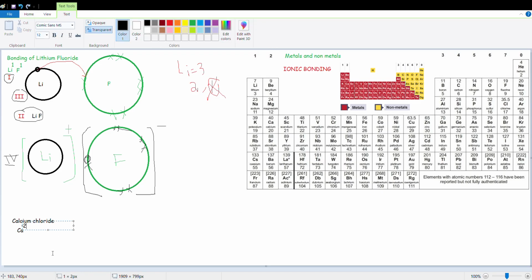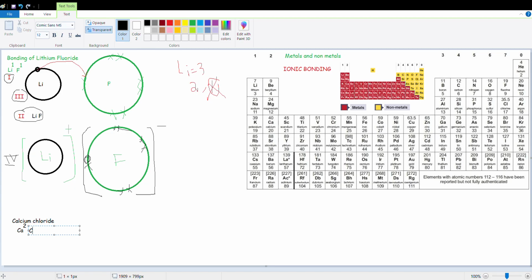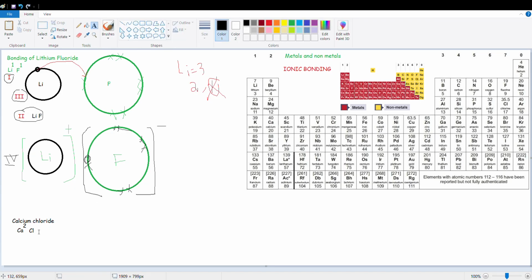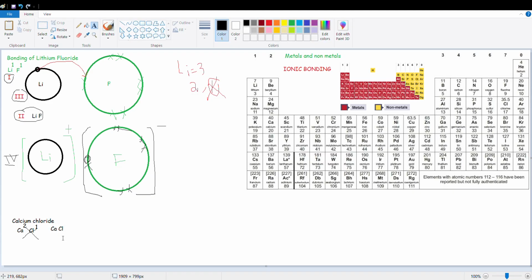I don't want to write the plus and minus here. And chlorine is Cl, and it's group number 7, so it has only one charge. Now it will be 1 here, and the crisscross method: this 2 goes here, 1 comes here, and my formula will be CaCl2. That's the formula we have got.